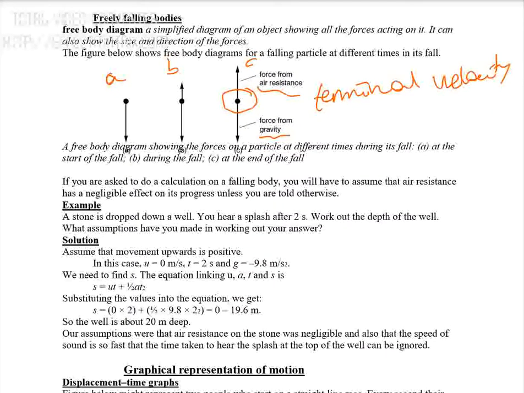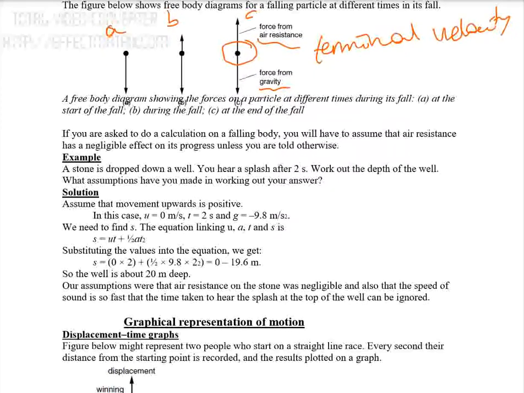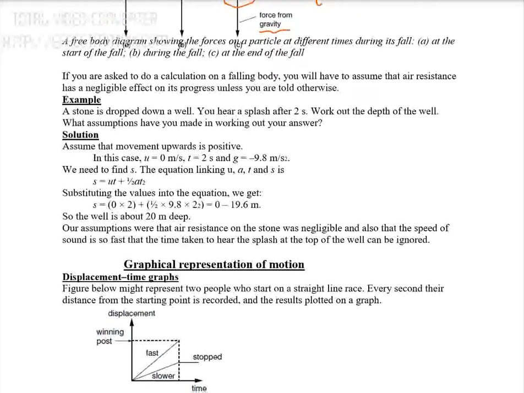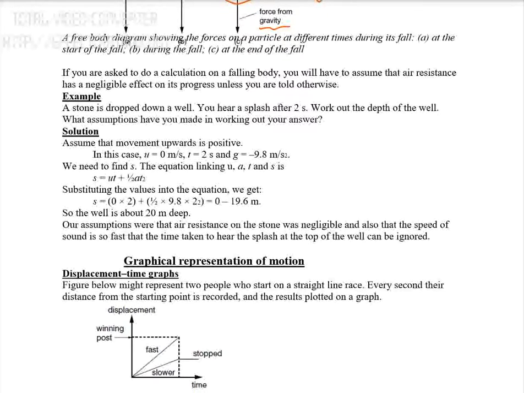If you are asked to do a calculation on a falling body, you will have to assume what? The resistance is negligible. It doesn't have any effect on the moving object. Therefore, we will take the resistance as negligible. Let us take one example. A stone is dropped down a well. You hear a splash after what? 2 seconds. Work out the depth of the well.